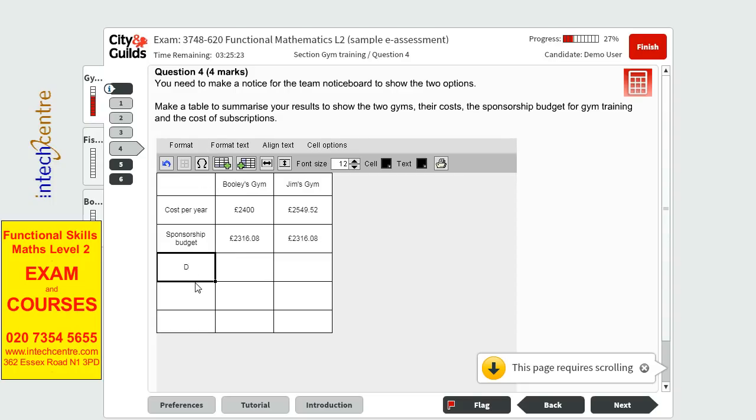Now we have to put down the difference, and they want the cost of subscriptions. So let's put down the difference, which is 83.92 for Bully's and 233.44 for Jim's Gym. And subscription per month, it will be £1.75 and £4.85. Let me go back and check.